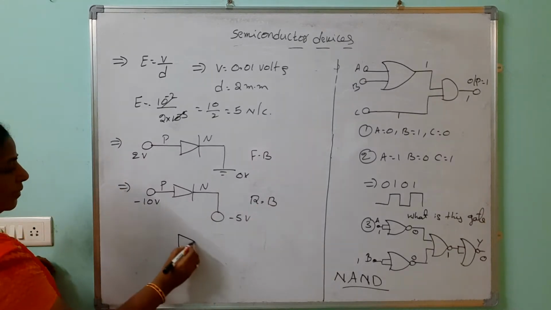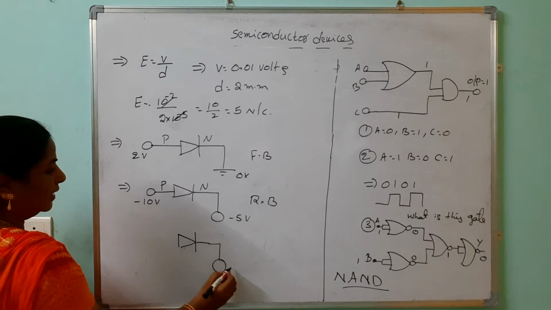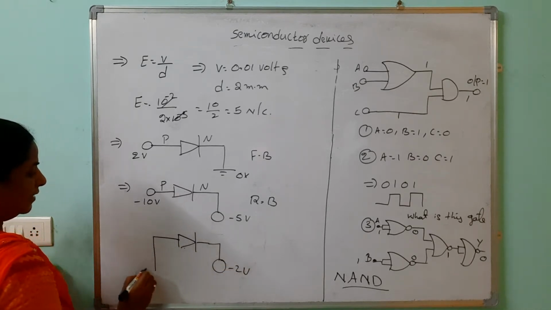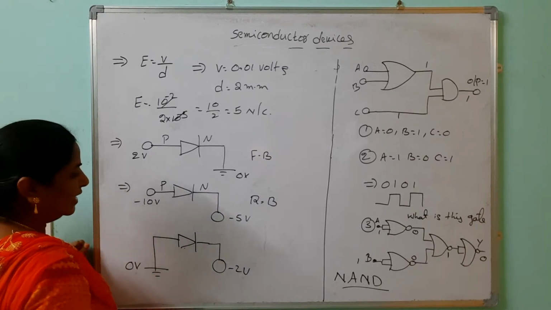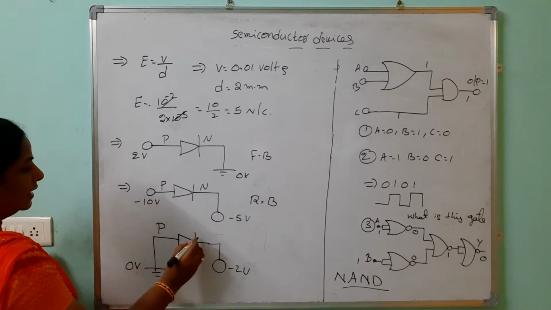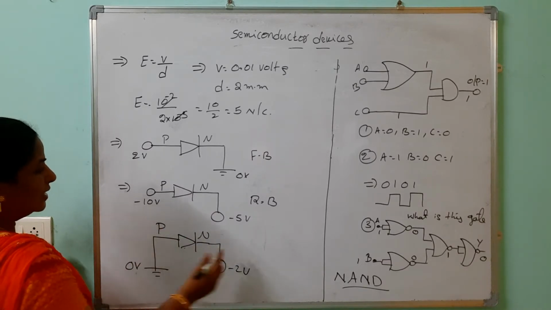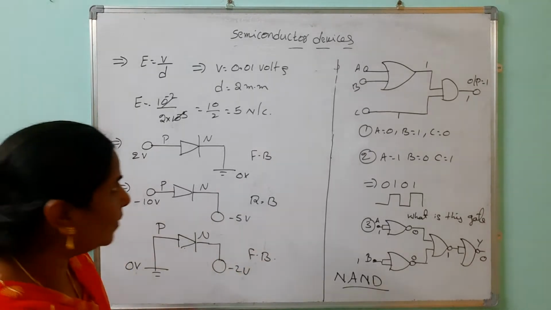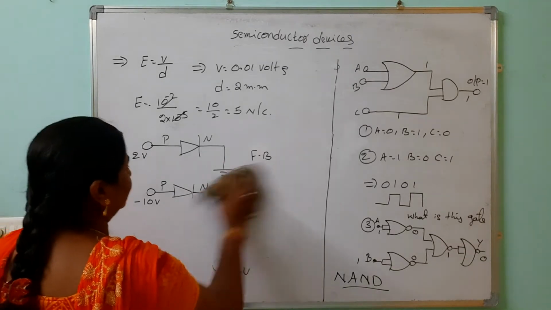And one more example you can take. This is the PN junction diode. This is given minus 2 volts and this is given the earth connection. So this is 0 volts and this is minus 2 volts. So this is at high potential. 0 is more than minus 2, meaning this is also the forward bias. Like that, we can do these problems based on forward bias and reverse bias.